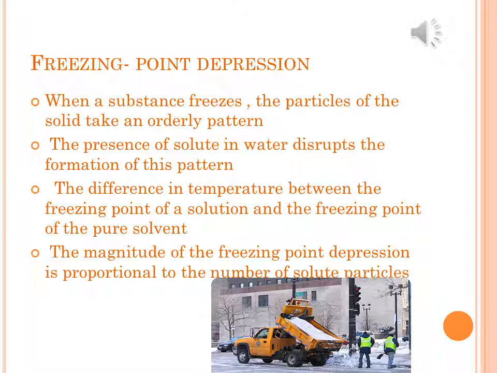Let's take an example. If calcium chloride and sodium chloride completely dissolve in water, calcium chloride would lower the freezing point more than sodium chloride. Why? Because calcium chloride would produce 3 particles, 1 calcium ion and 2 chloride ions, while the sodium chloride would only produce 2 particles, 1 sodium ion and 1 chloride ion.